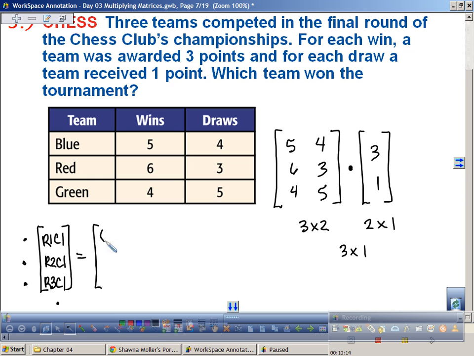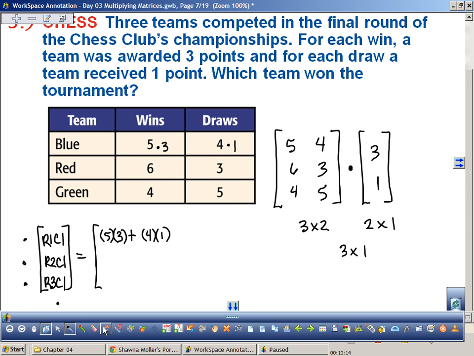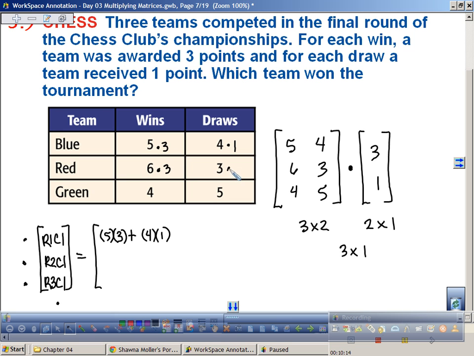5 times 3. This one's a little bit easier to do, right, if you were to do it by skipping steps. 5 times 3 plus 4 times 1. And if you look at that, guys, 5 times 3 would be multiplying 5 times how much are wins? 3. And how much are draws? 1. See how that works? Then your next row is multiplying 6 times 3 and 3 times 1, right?